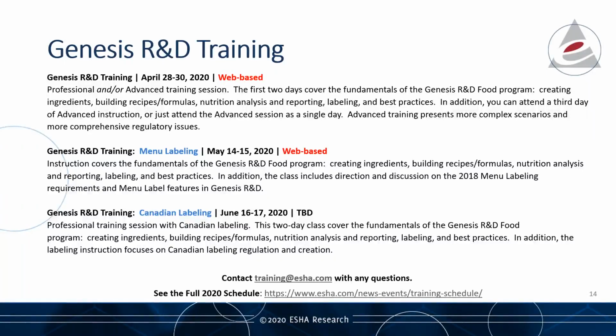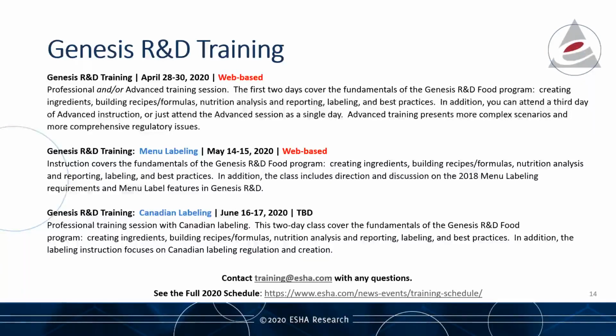Right now, with things as they are, much of the training is web-based, and we have a few training sessions coming up very soon. At the end of this month, we'll have the traditional Genesis R&D training. So that covers Genesis R&D Foods, instruction on the features of the software, as well as basic discussions about regulation, working with the labels. And this format is either a 2 or 3 day training or a 1-day advanced training.